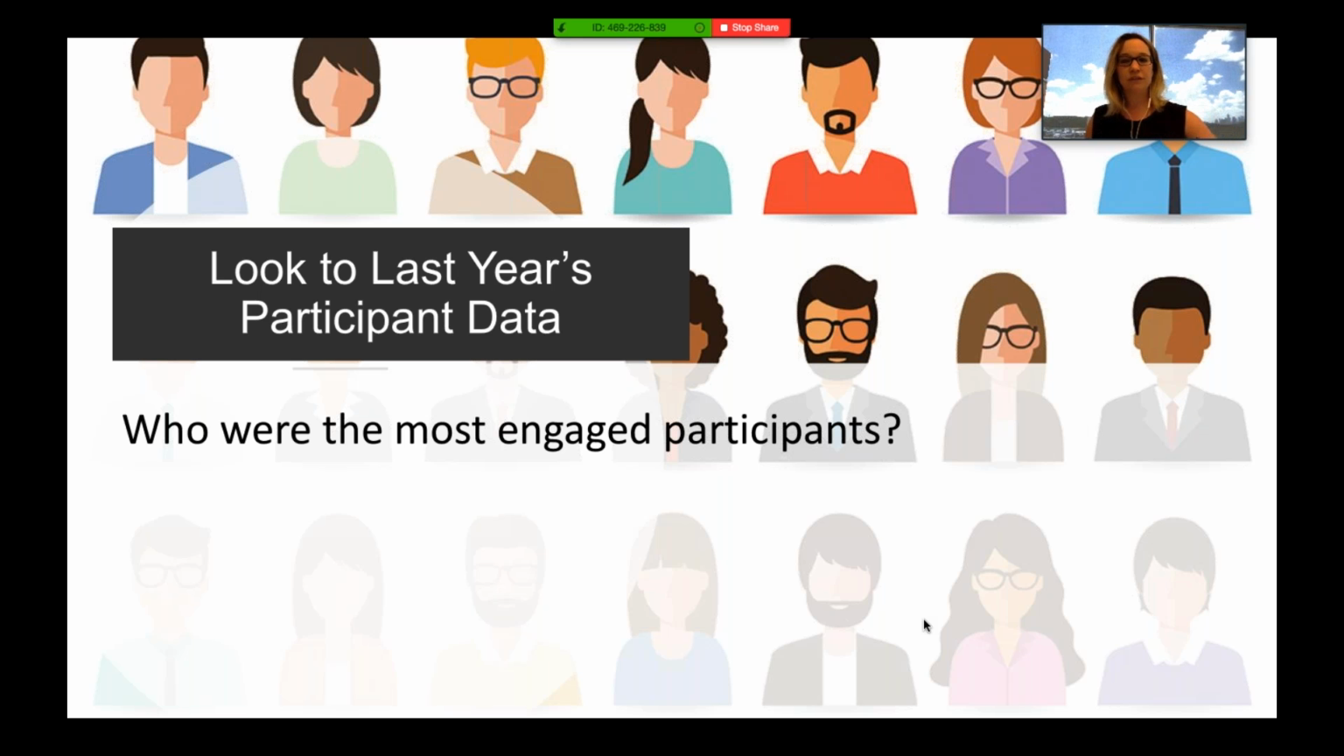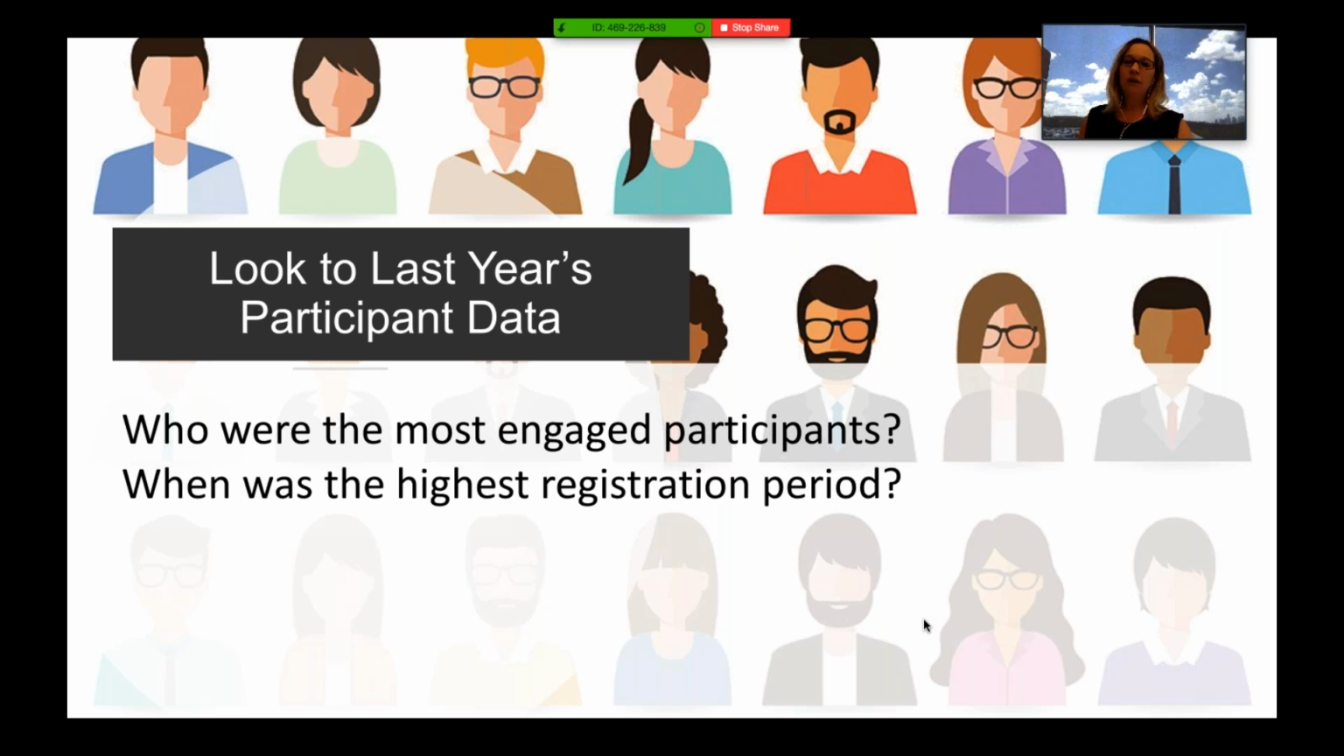So I want you to start thinking about how to look at last year's participation data. Questions you should be asking yourselves: who were the most engaged participants? Do you have some reporting that you can pull to find out who were most engaged last year? If it was an event where you had people come to it, or maybe a peer-to-peer event where you had people raising money on your behalf. When was the highest registration period? Is there a spike in when you see people registering for your event or buying tickets for your gala, things like that?